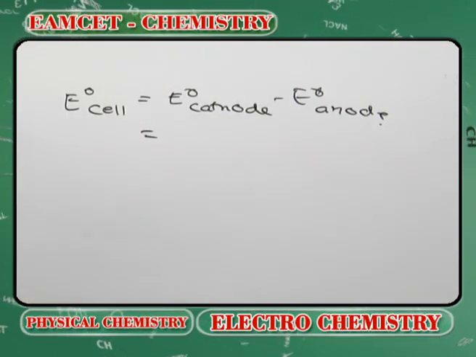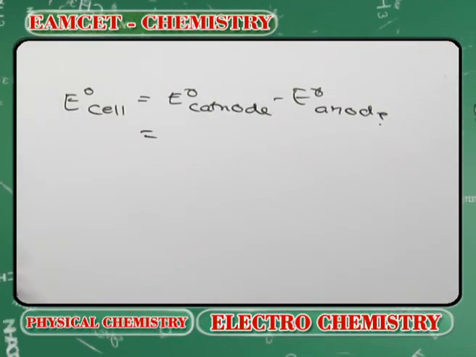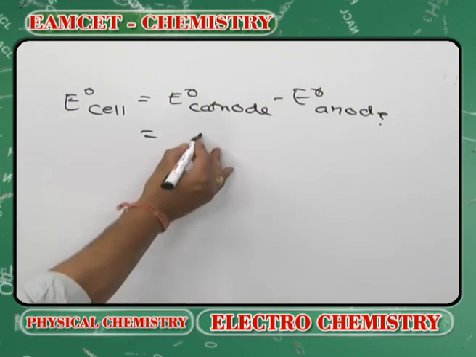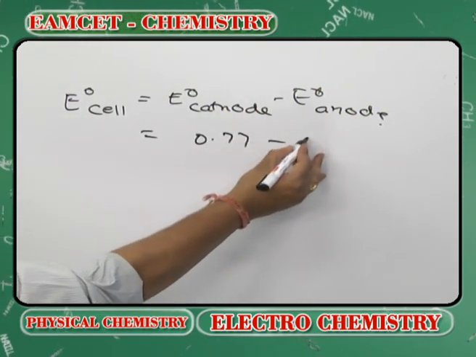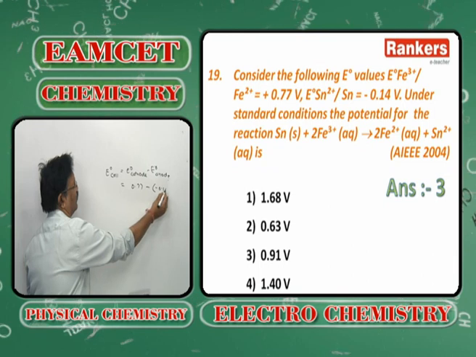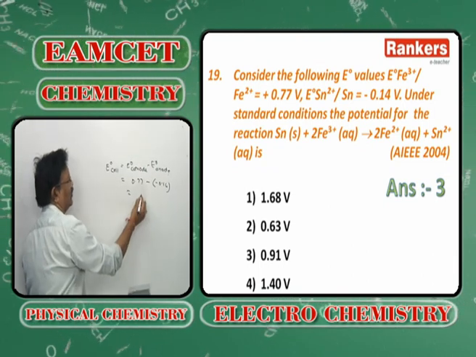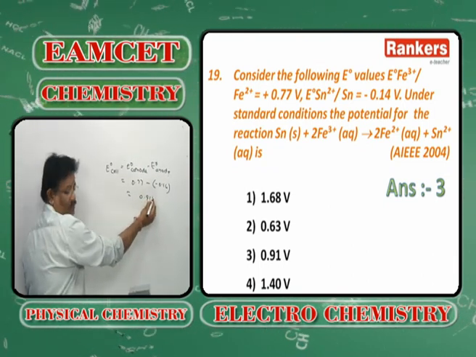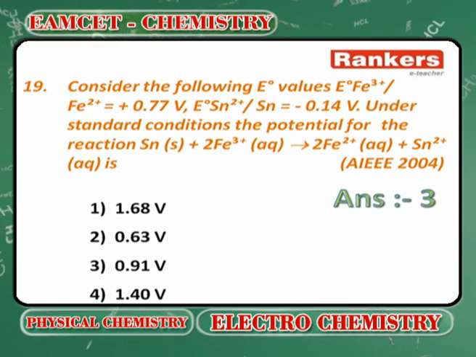E naught of the cell is 0.77 minus of 0.14, which will be equal to 0.91 volts. 0.91 volts. Option 3 is the answer. Next.